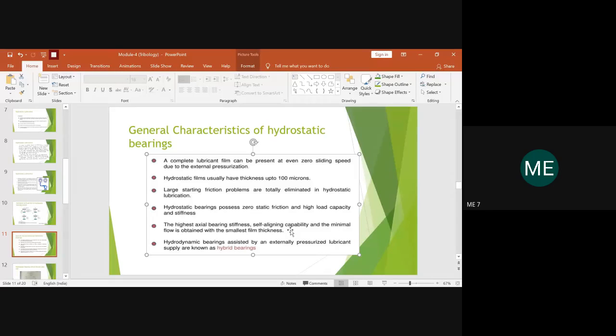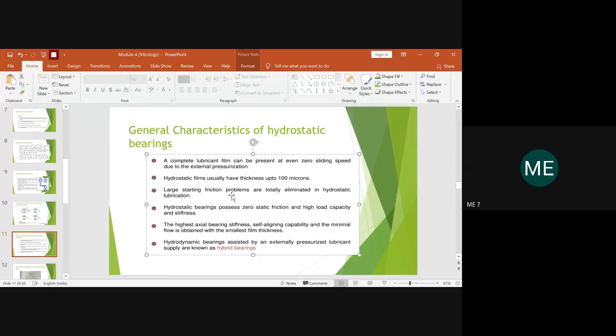Which means, even in a hydrodynamic journal bearing, we used to evaluate the minimum and the maximum film thickness. And here it is claimed that this stiffness property of hydrostatic bearing and self-aligning capabilities could be achieved even with very small film thickness, because the frictional values are comparatively low, so that even with the minimum amount of film thickness you can achieve good relative motion across the contact surfaces without any wear and friction. So this is the requirement. We need a very small film thickness of lubricant.